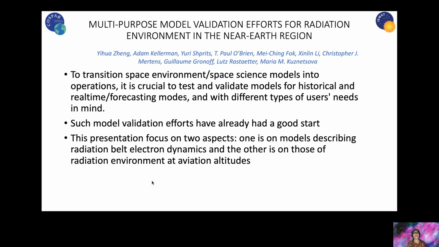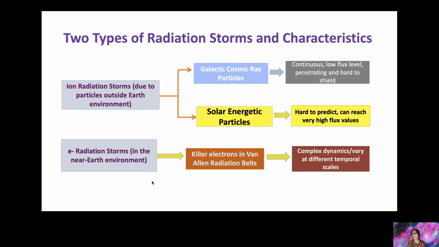One is on models describing radiation belt electron dynamics, and the other is on those of radiation environment at aviation altitudes. So there are two types of radiation storms, and here are their sources and characteristics. Ion radiation storms are due to GCRs and SEPs. The GCRs are a continuous low flux level, but hard to shield. And then solar energetic particles are very hard to predict because they are episodic, and it's hard to predict when that will happen.